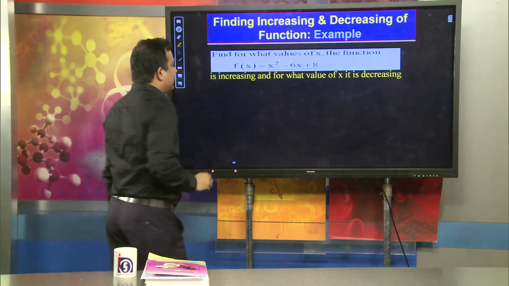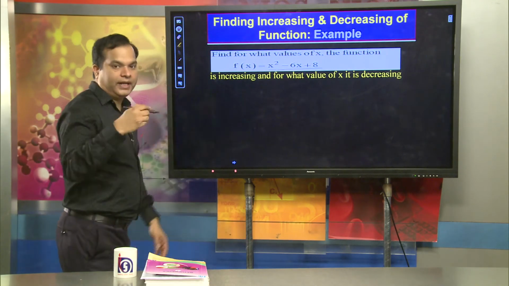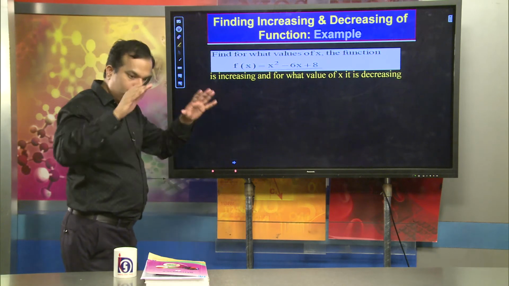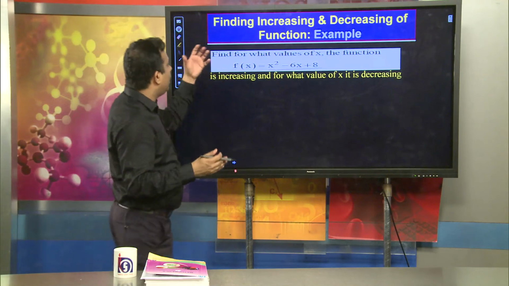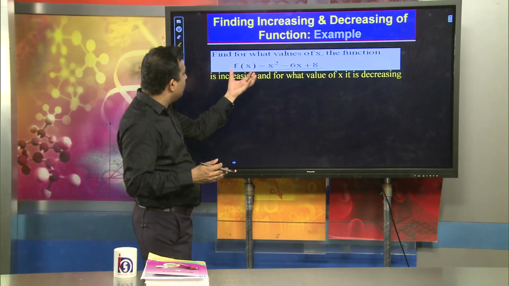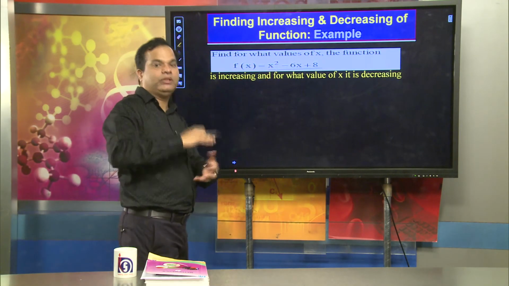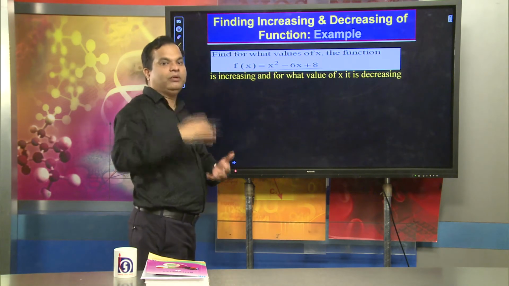We have to show for what value of x the function is increasing and for what value of x it is decreasing. I can very simply take an example, and we can briefly check in what values the function is increased and in what values it is decreased.